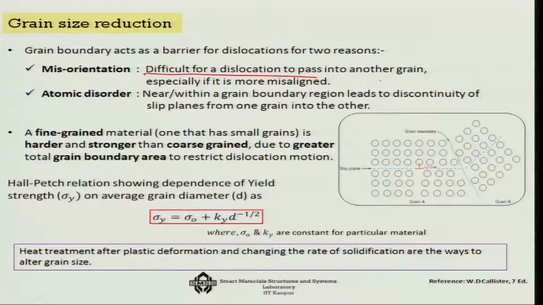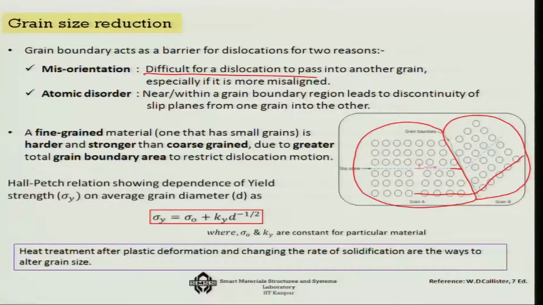Okay. So, suppose in this particular example you consider this to be one grain and then you have this one, the two lattices are not aligned. Okay. So, there is an angle. So, then it will be difficult for a dislocation to move from this lattice to the next lattice. So, that is what is called misorientation.